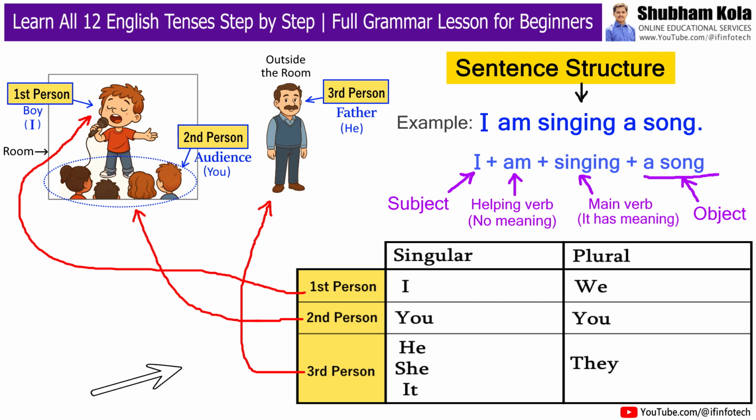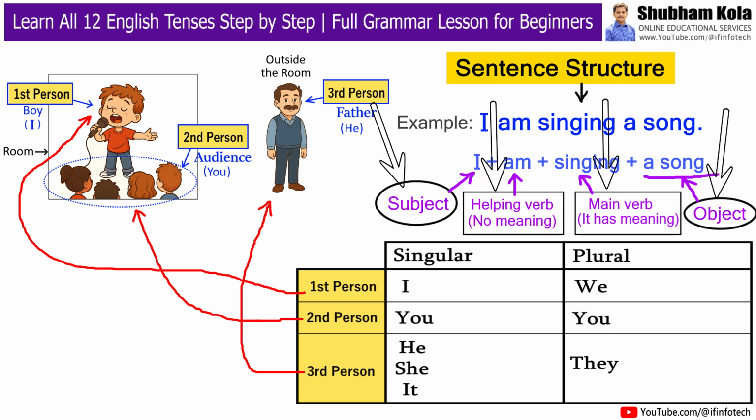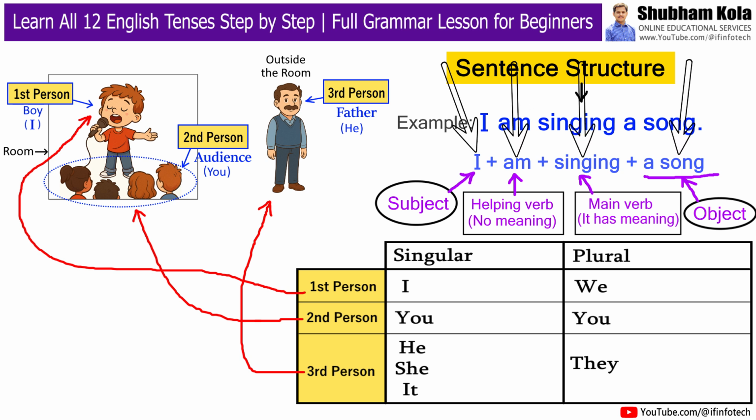Before we begin learning all tenses, we first understand how an English sentence is formed and what role each word plays. This is very important because if you understand the structure clearly, you will never be confused in grammar. Let's take one simple sentence, that is, I am singing a song.